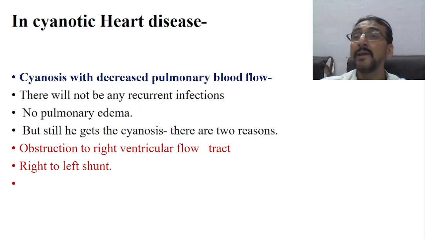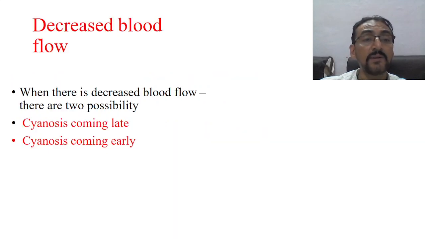Now what did we see? Cyanosis developing with a decreased pulmonary flow. We have two causes. Either an obstructive cause, because of which pulmonary flow decreases, or a reversal of shunt, right to left. So blood from the right is going directly to the left and is not going into the pulmonary trunk. Okay? So these are the causes of decreased pulmonary flow.